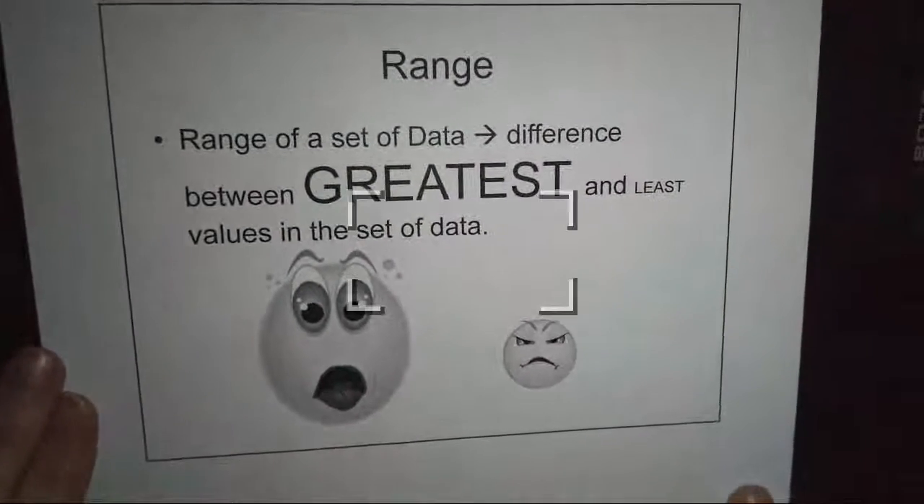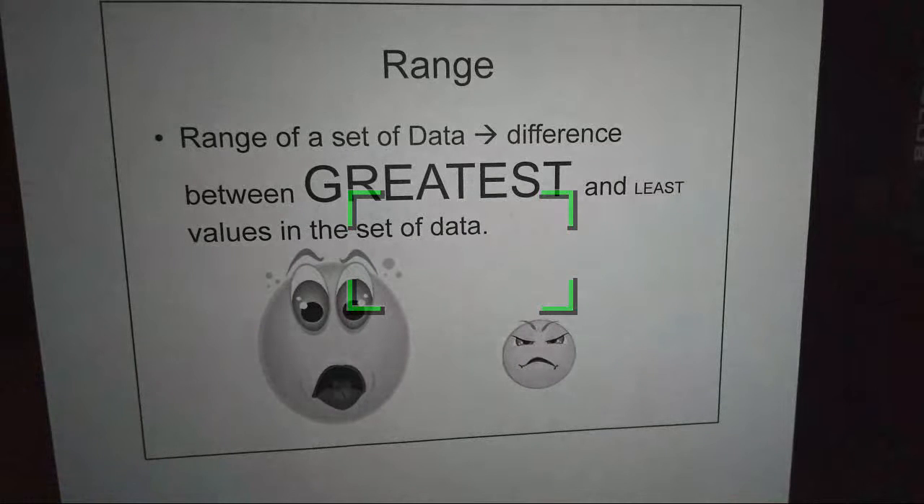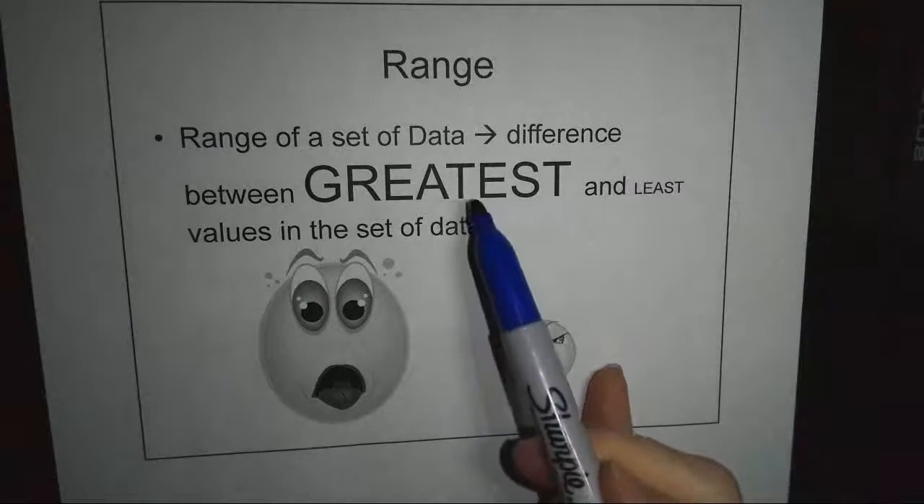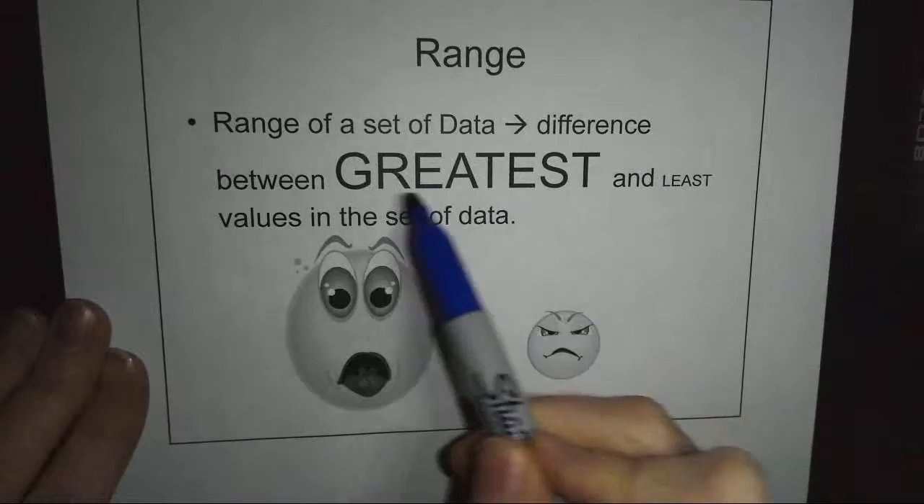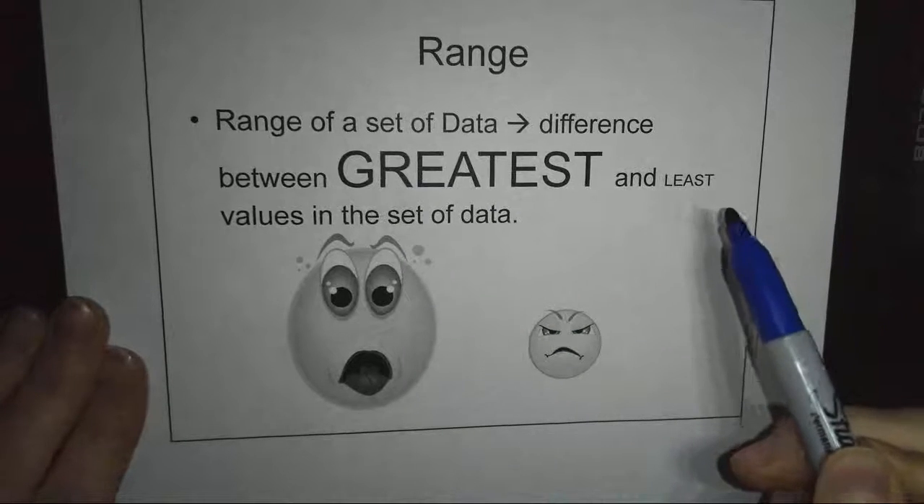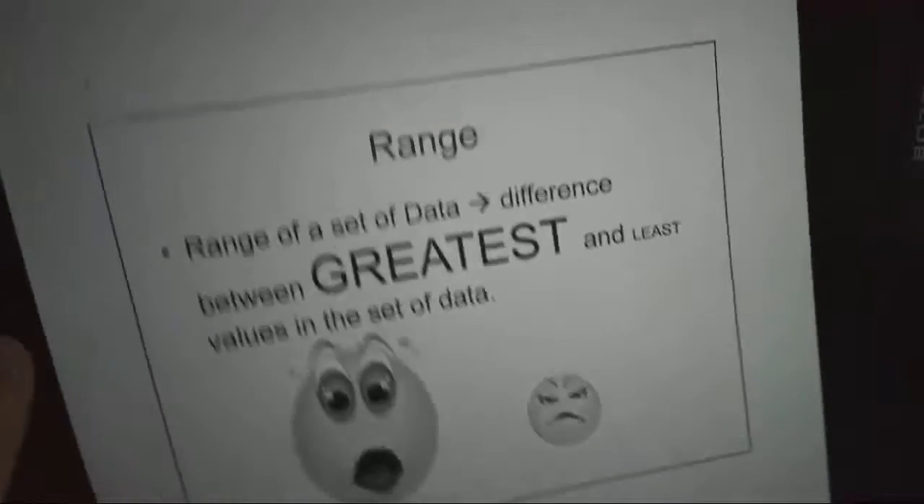Another measure of central tendency is the range, and the range of a set of data is the difference between the greatest and least values in the set of data. So basically, you take the biggest number and subtract the smallest number, and that gives you the range.